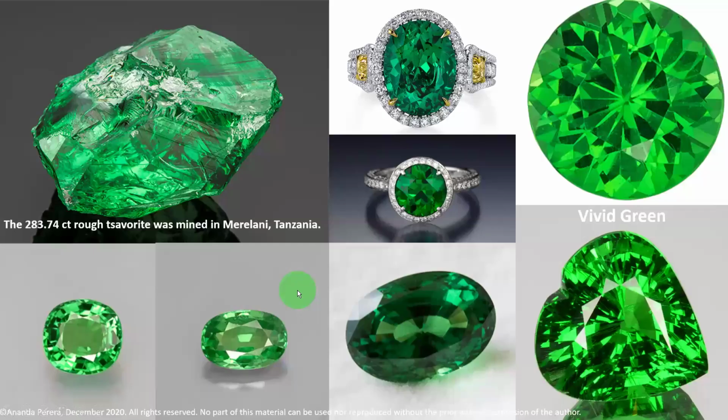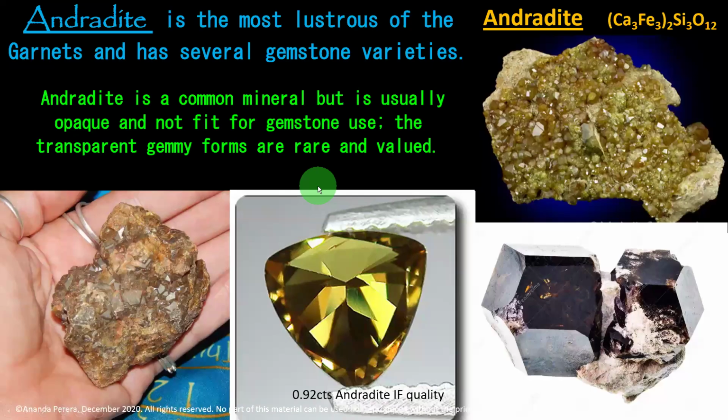Very big price also. Now we are moving to the next slide. This one also, a 283.74 carats rough savorite, was mined in Merelani, Tanzania. The city is Merelani, Tanzania. Look at the stone, the rough stone and the body. This is with diamond jewelry. Savorite, vivid green, high priced green. All are savorites here. Look at the differences in rough and the cut and polish also. All are from Tanzania. It is high priced.